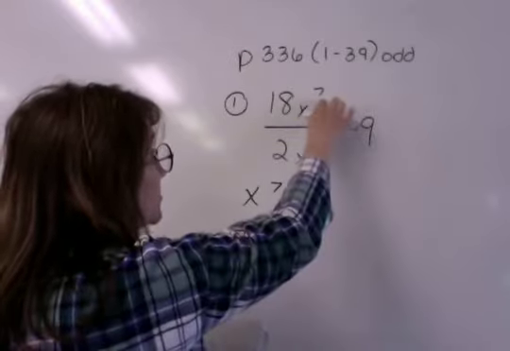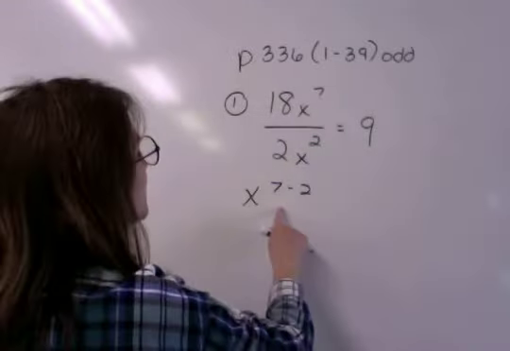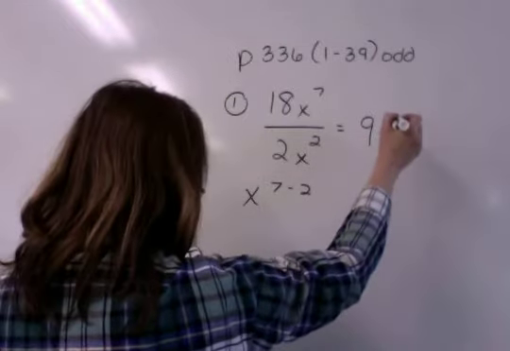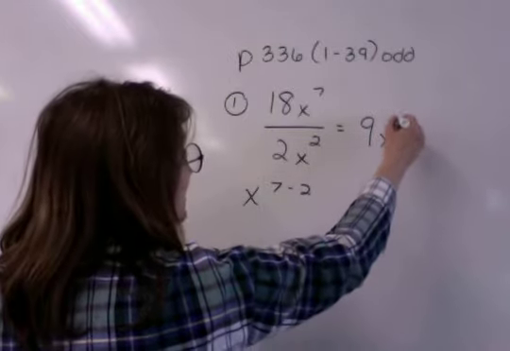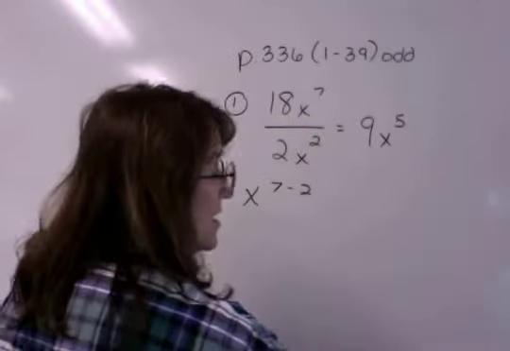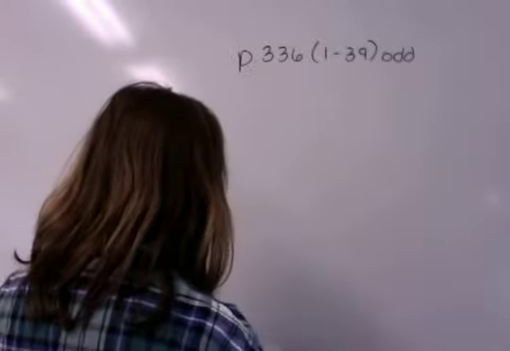Remember, this one's the top. That's what you're going to be subtracting from. So that's going to end up becoming 9. The answer to number 1 is going to be 9x to the 5th power. All right, so we did 1. I feel like you all could get that one.